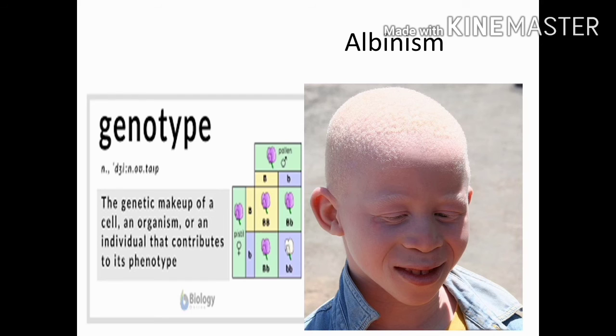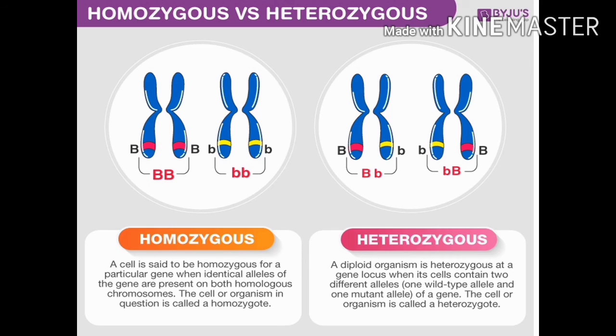The genotype in which the gene pair contains two identical alleles, capital A with capital A or small a with small a, is called a homozygous genotype. The genotype in which the gene pair contains two different alleles is called a heterozygous genotype. A cell is said to be homozygous for a particular gene when identical alleles of the gene are present on both homologous chromosomes. The cell or organism in question is called a homozygote.